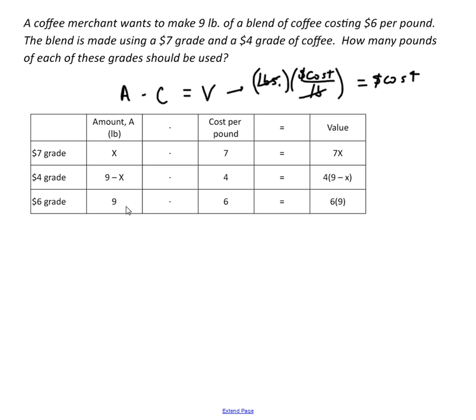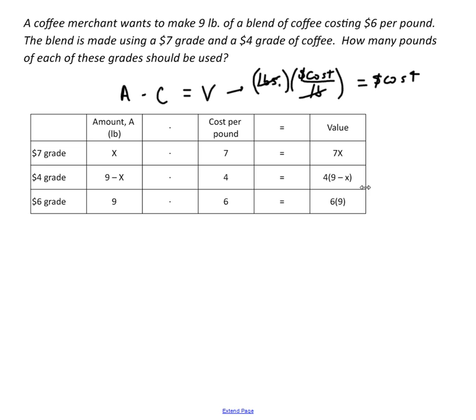Well, it was 9 pounds. That's what we want to make as our total. And we don't know how many pounds of the $7 grade we're going to use, but whatever it is, we take that away from the total 9 pounds. So if we get 3 pounds up here, we take that away and get 6 pounds here. So for our total pounds, 9 minus x pounds times $4 per pound is 4 times 9 minus x dollars for that amount of coffee. How much did we end up with? If it's 9 pounds at $6 per pound, we end up with 6 times 9, which is 54.